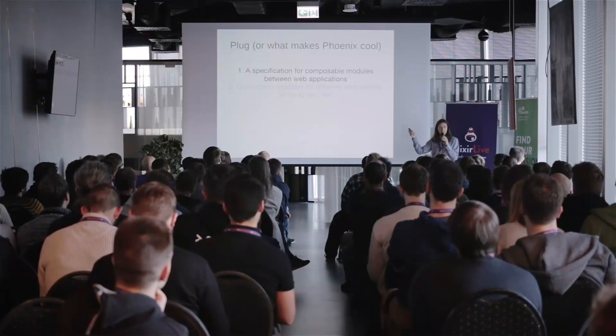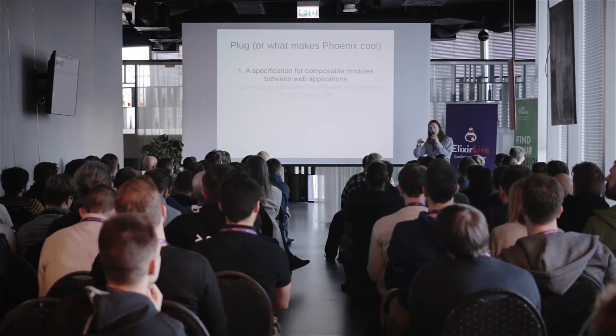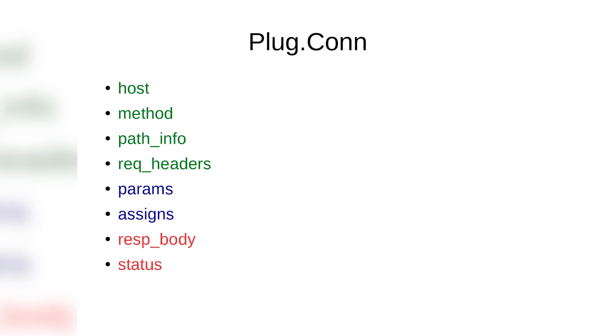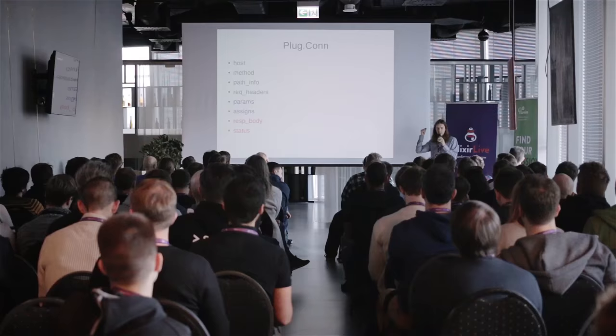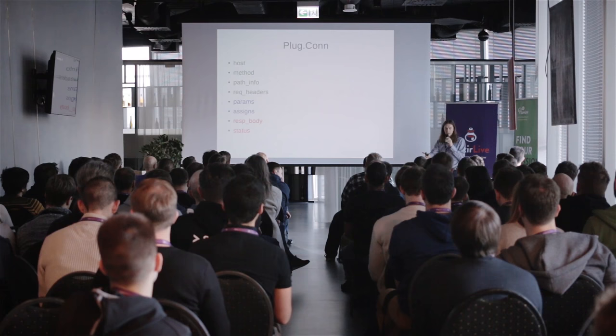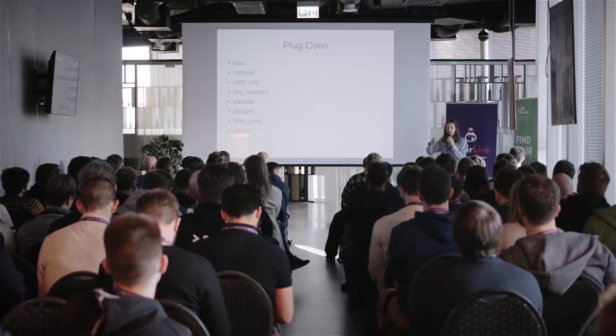Plug is a specification for composable modules between web applications. And at first, when I read that, I had no idea what it meant. But actually, it means that it follows exactly the same pattern as Changeset and Multi. So we have a data structure called Plug.Conn that takes everything that we want to know about a web request at any point in time. It has fields that we can say are input fields, like host, method (GET or POST), path info, request headers. It also has fields that are clearly output, like response body, status 200. And it also has stuff that is intermediate, like parameters.